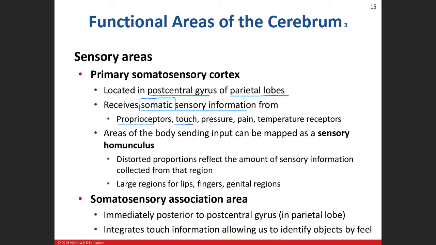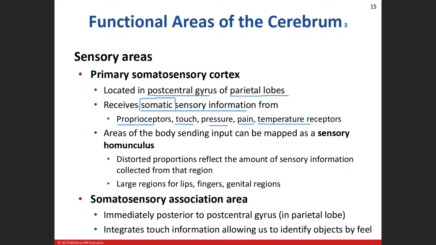Also touch, and that includes light touch, deep pressure, vibration, right? Anything that has to do with tactile touch, all that information is sent here, right? Pressure, obviously pain, also known as nociception, and temperature, hot, cold, okay?